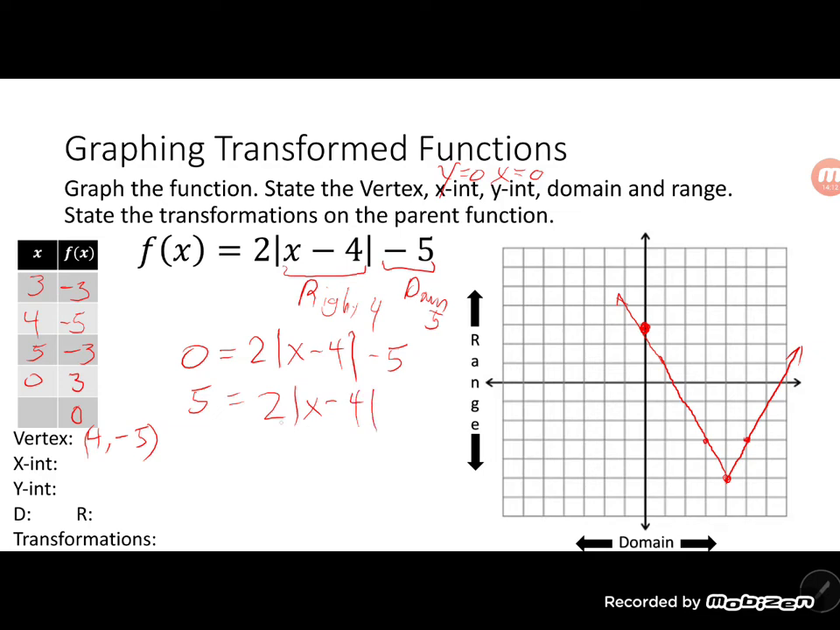We can go ahead and divide both sides by 2. So we would get 5 over 2 equals absolute value of x minus 4. And at this point, we now have to deal with the absolute value. So we're going to break this apart into two equations. Remember, this is how we deal with absolute values. We have a 5 over 2, which equals the negative version of our absolute value, and a 5 over 2, which equals the positive version of our absolute value.